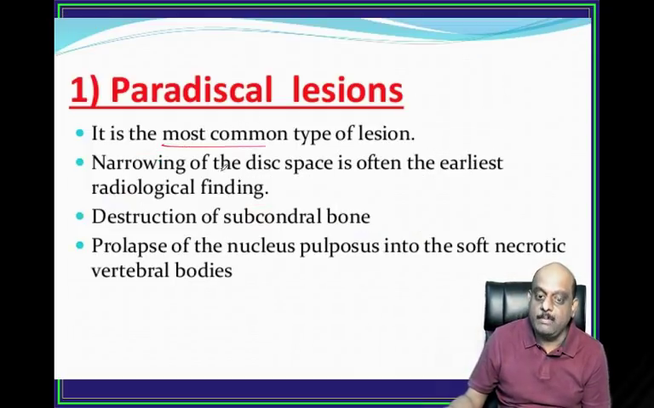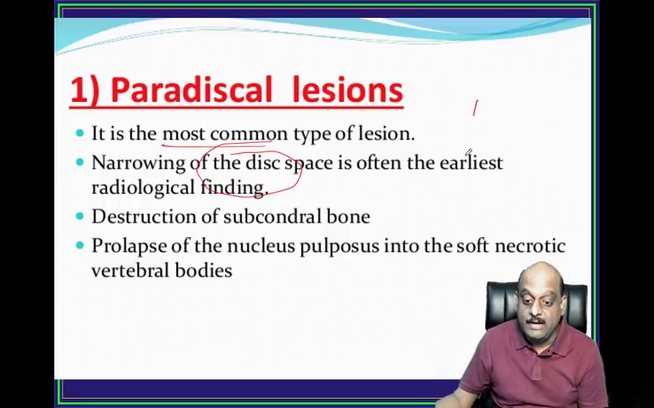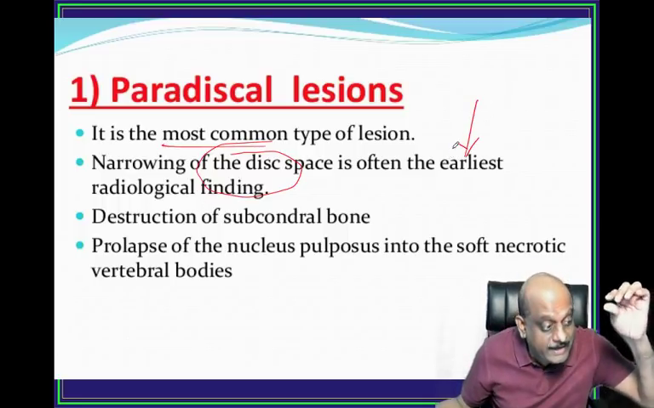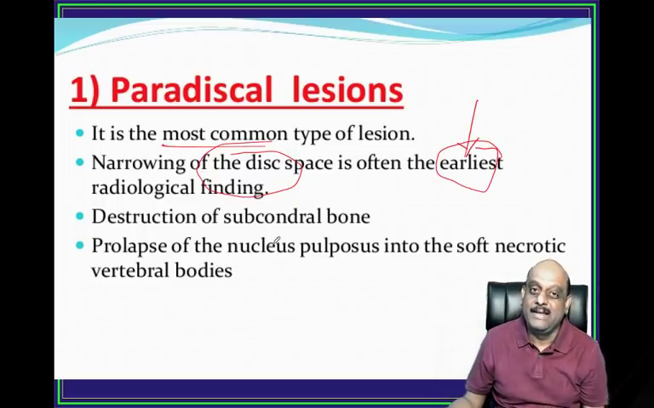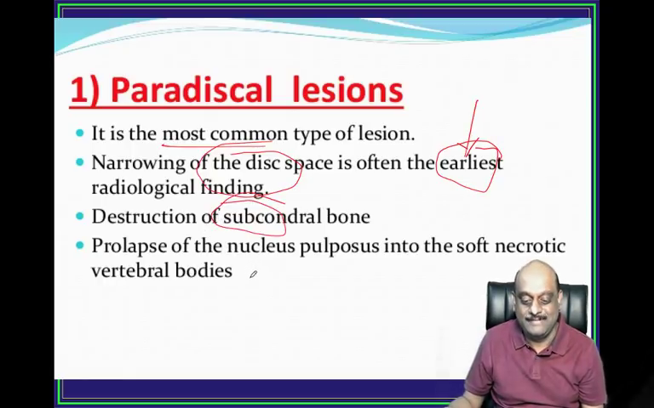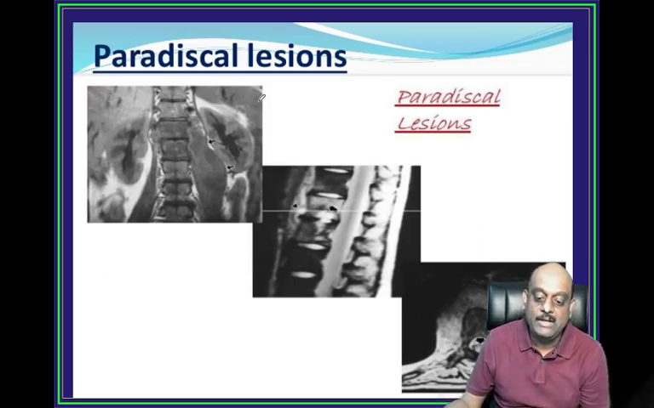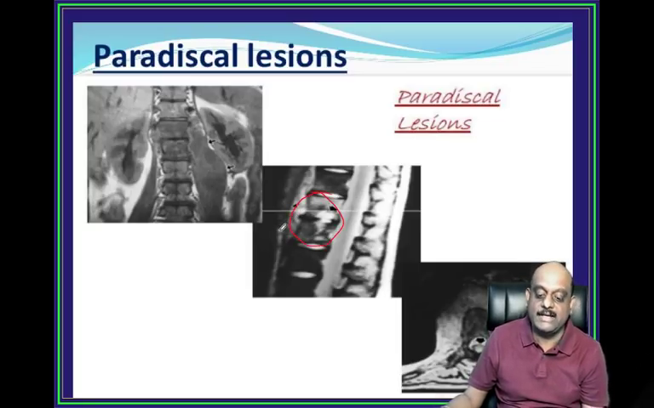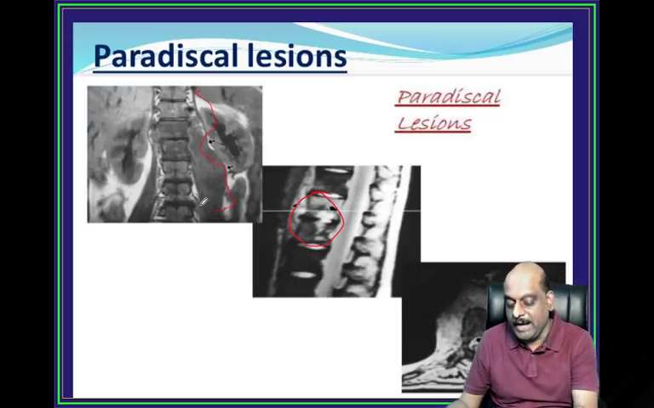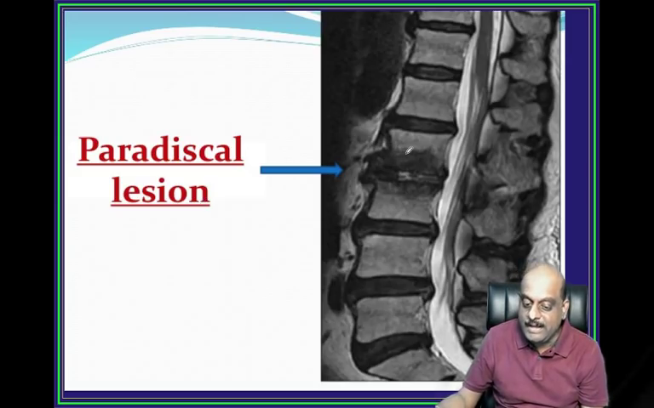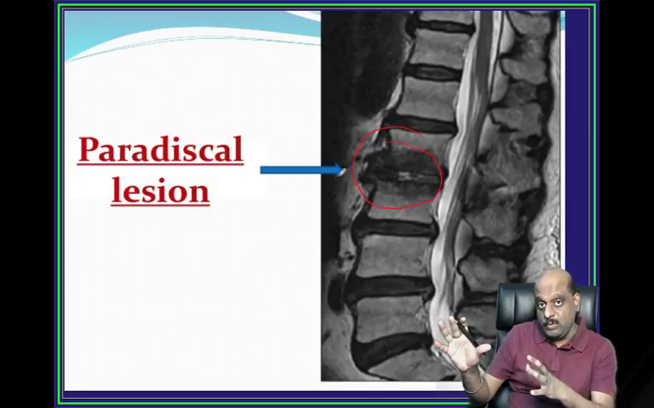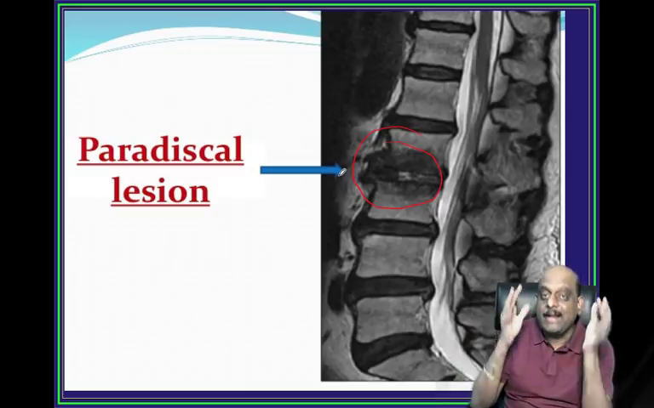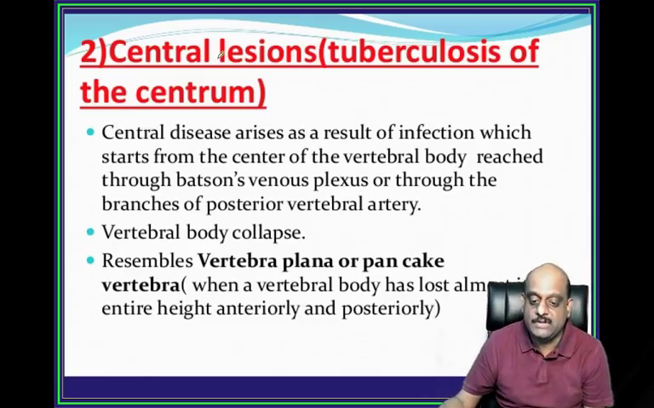So paradiscal is most common. There is a narrowing of the disc space. Narrowing of the disc space is the earliest radiological feature. There is a destruction of subchondral bone. These are the points you should remember. So doctor, these are the classical paradiscal lesions around the disc that you should be able to recognize. This is another example of a paradiscal lesion. The examiner can even show you one image and expect you to recognize what type of Pott's spine it is.